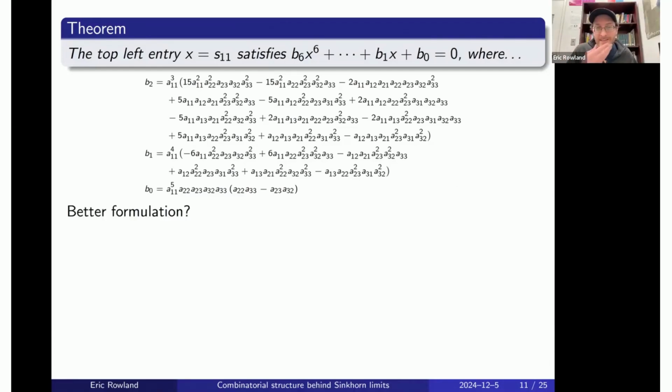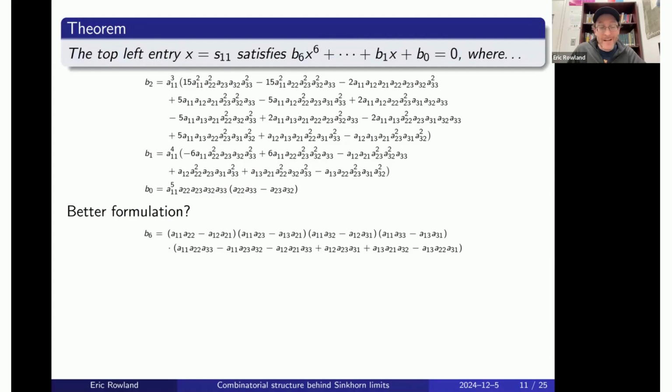So this is a mess. This is a huge formulation. I mean, it's an answer, but it doesn't exactly roll off the tongue, right? So is there a better formulation for all these linear combinations of products of entries of the original matrix? And it turns out there is.